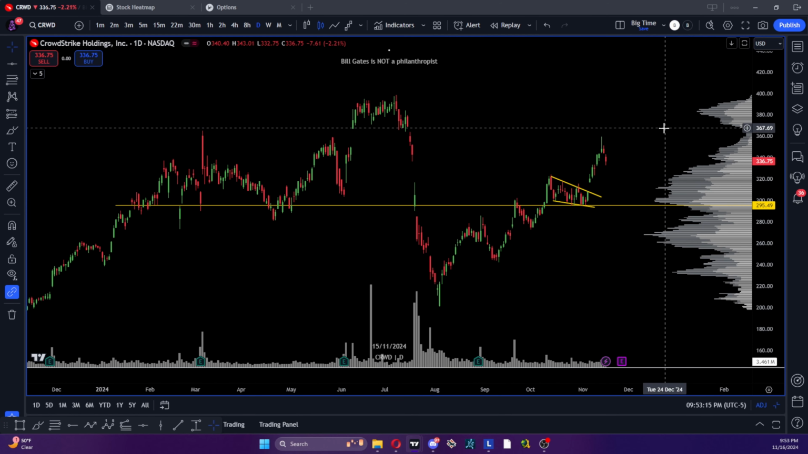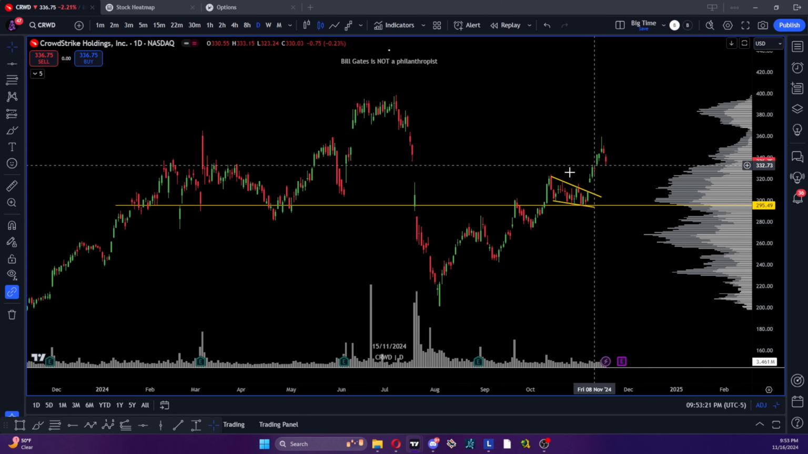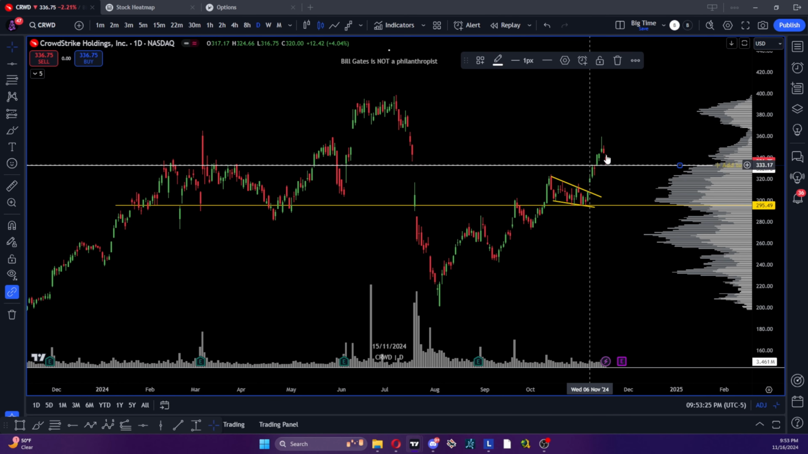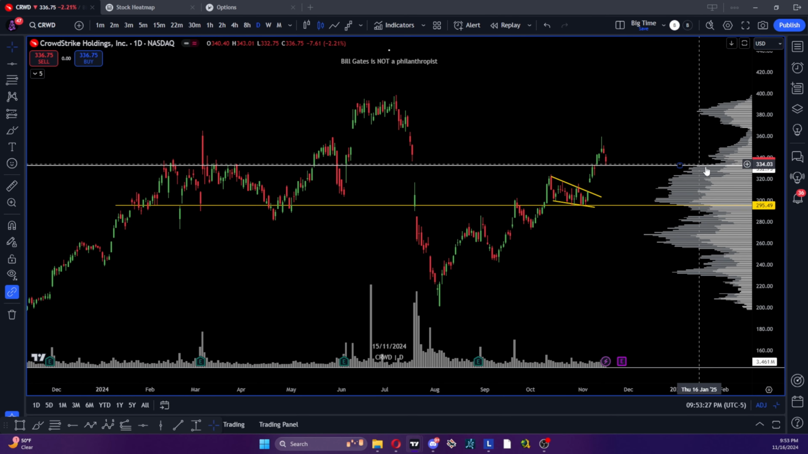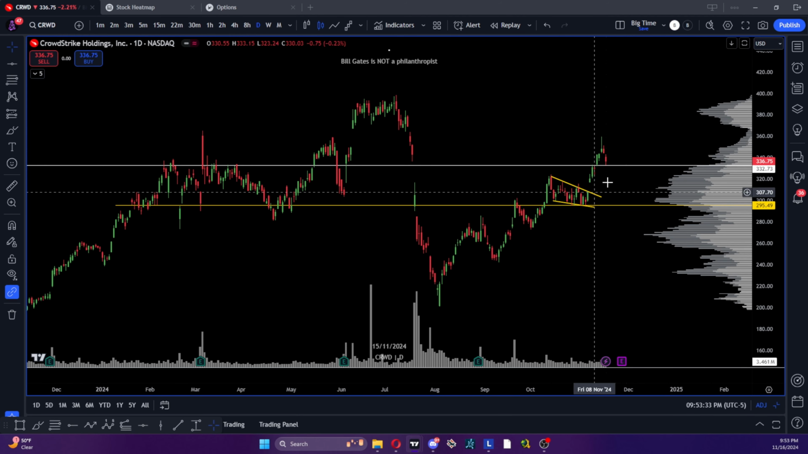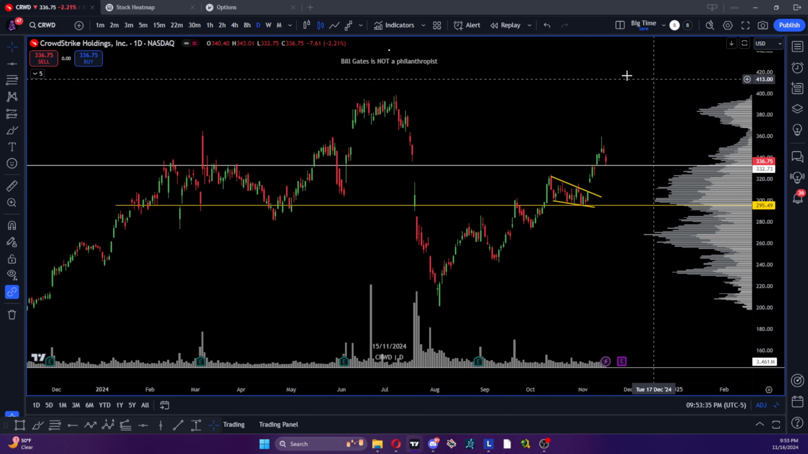I was aiming for the top of this shelf, this volume gap, but we didn't reach there, right? Which is great. What this means is, looking at this VRVP, we are bouncing off the end of this volume peak, which is great. We didn't close below it, we closed above this. This indicates that there's a lot more bullish sentiment than bearish sentiment, okay?